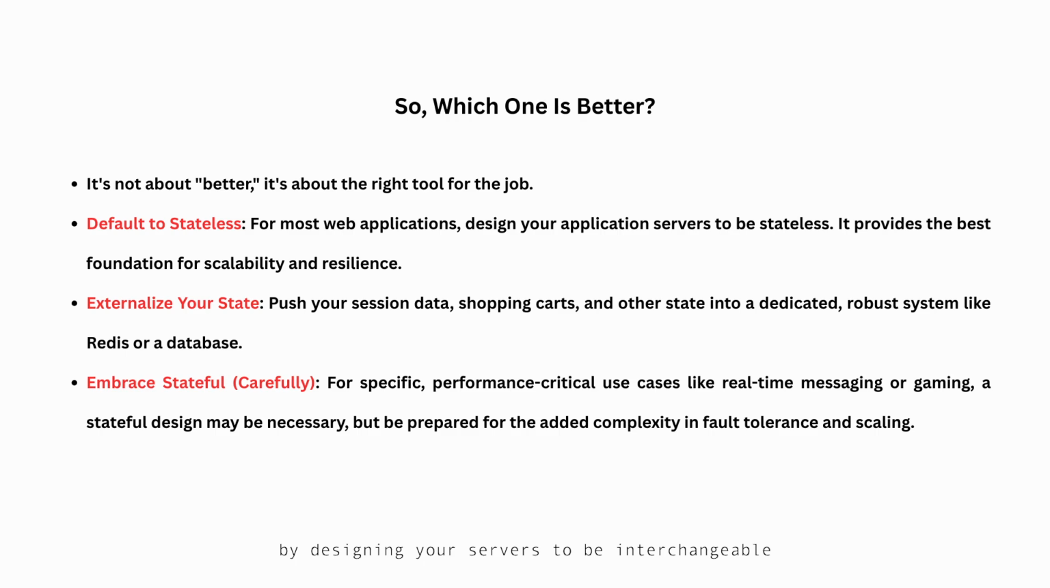By designing your servers to be interchangeable cogs in a machine, you are building a system that can grow and survive failures. The next step is to consciously externalize your state. Don't just let it disappear, move it to a system designed to manage it, like Redis for speed or a durable database for safety. And finally, only embrace a truly stateful architecture when the problem domain absolutely demands it, like the real time application constraints of WhatsApp. And when you do, go into it with your eyes open, knowing that you are taking on a significant challenge of managing that state reliably at scale.